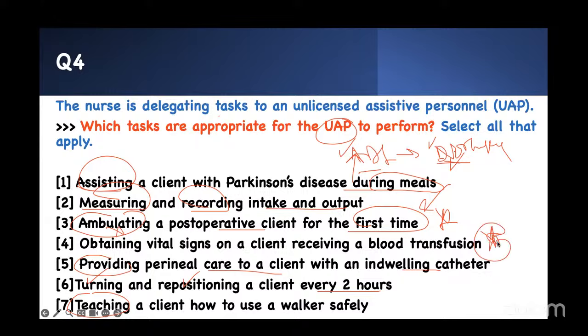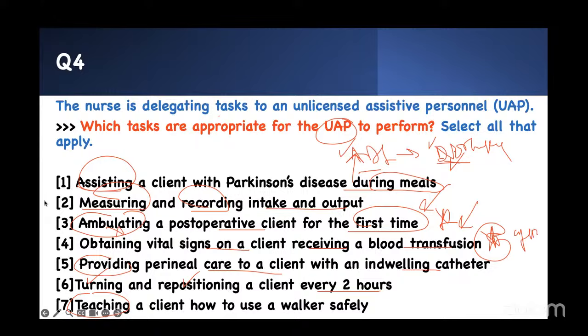This is a problem. I intentionally put it there. If the NCLEX does not give you time, assume that they cannot do it. They can check vitals after 15 minutes. But I said obtaining vitals on a client receiving blood transfusion. I did not tell you what time. Therefore, you assume this is maybe the early phase, so you should not assign it to them. But if I said after 15 minutes of transfusion, then the UAP should be able to do that.